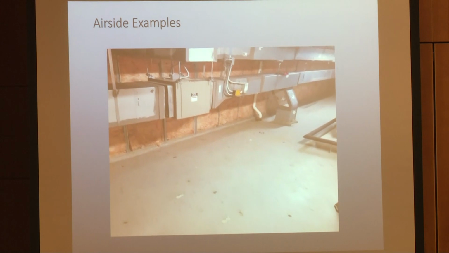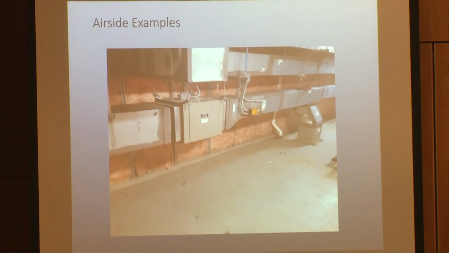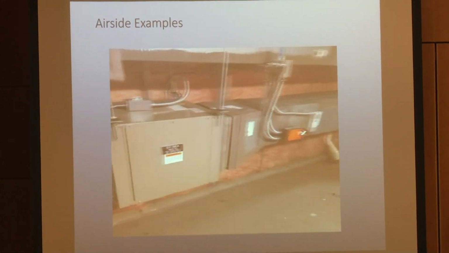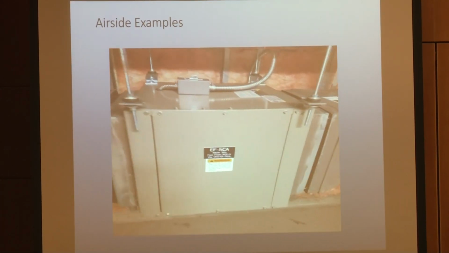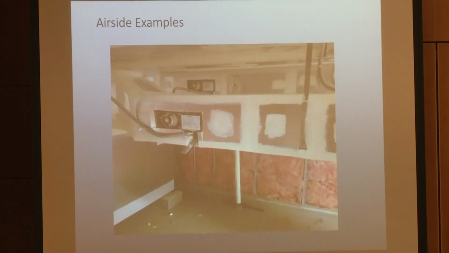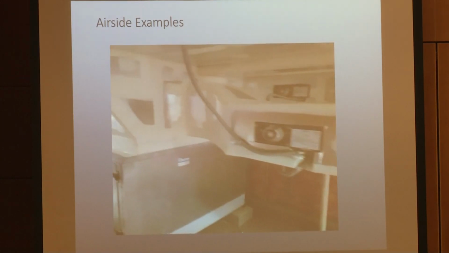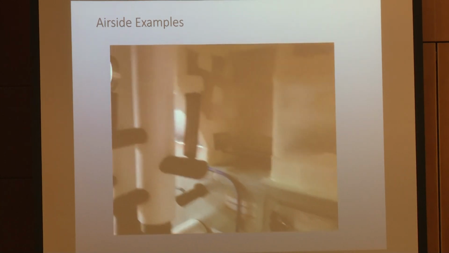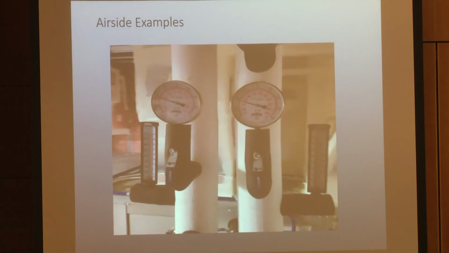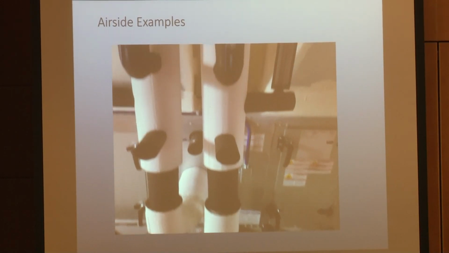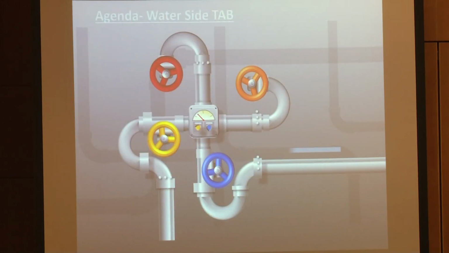So typically, in the air side TAB, we're looking at exhaust fans, we're looking at air handling units, we're looking at ductwork, that sort of thing. We see a lot of that, and we do a lot of that. So these are just typical examples of mechanical rooms where you would see air handling units with ductwork and dampers and all that stuff that we typically work with in the field all the time.